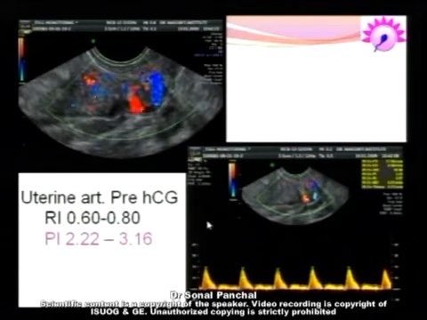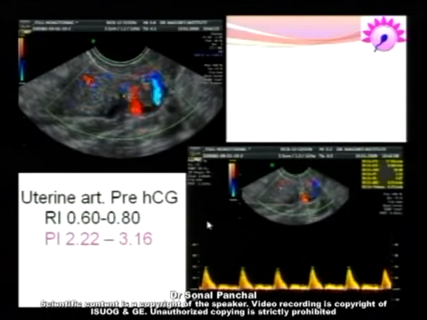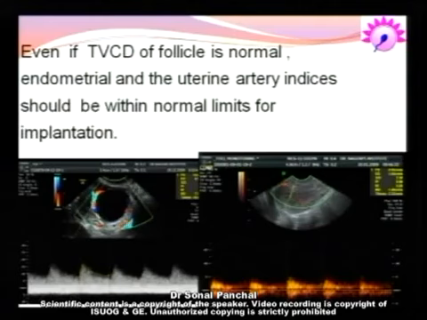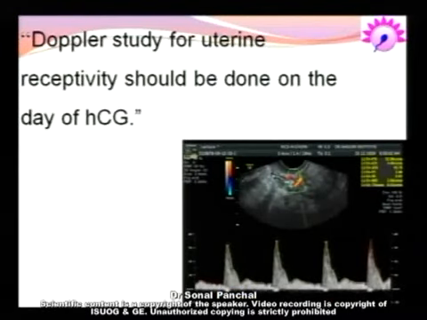The uterine artery PI at the time of HCG should be less than 3.2 and the RI less than 0.8. Now, it's important to look at the uterine artery indices also, because the endometrial flow ultimately depends on the uterine artery flow, and if there is a very low flow or absent flow in the diastolic phase, that means the endometrium is not going to get its blood supply during the diastolic phase, and therefore the oxygenation is going to be affected, which would ultimately not help implantation.